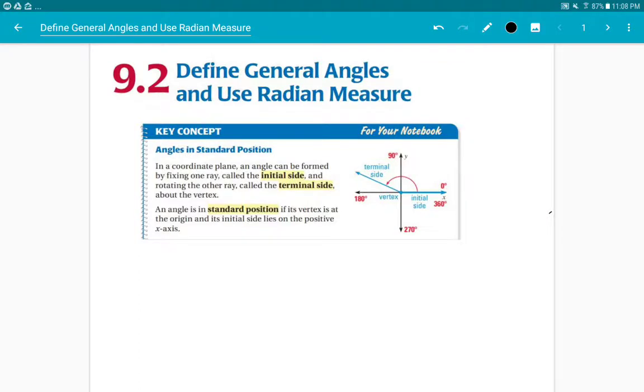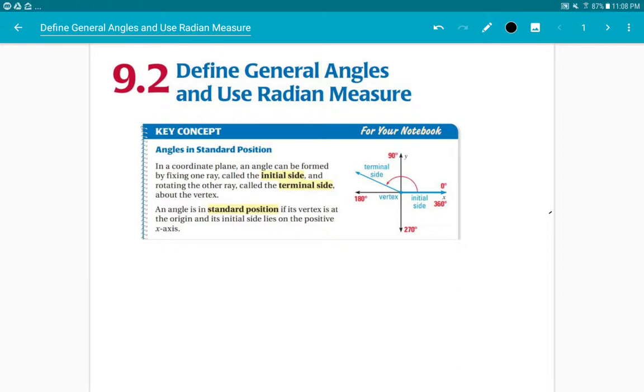So we're here to define general angles and use radian measure. What we're going to be focusing on in this section is dealing with angles that are in the coordinate plane. Usually when we talk about angles, we talk about geometry and angles in some finite shapes.